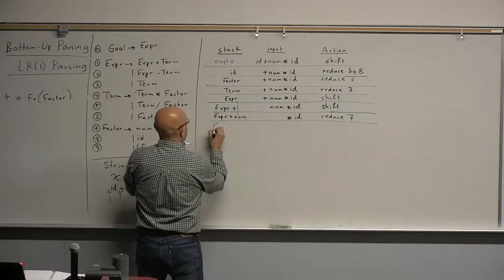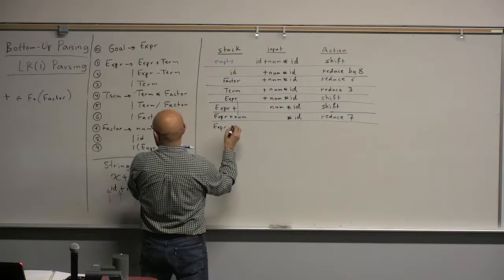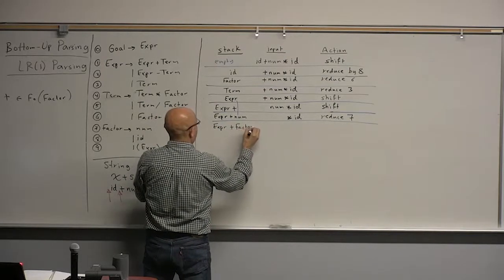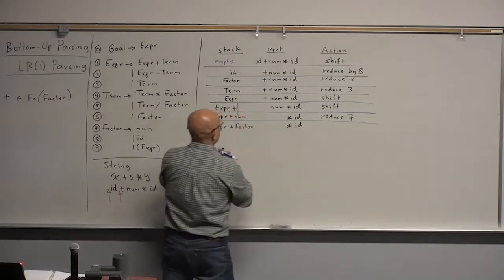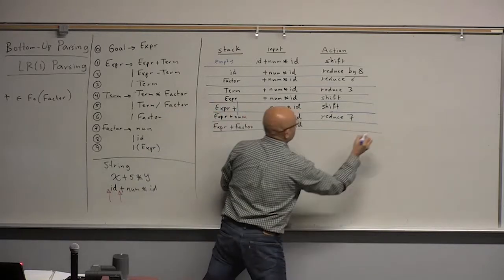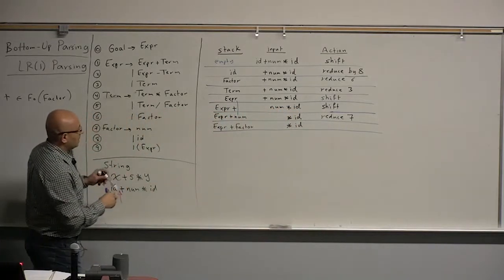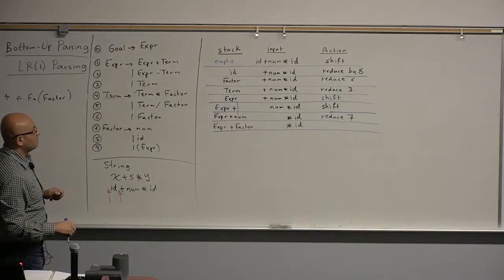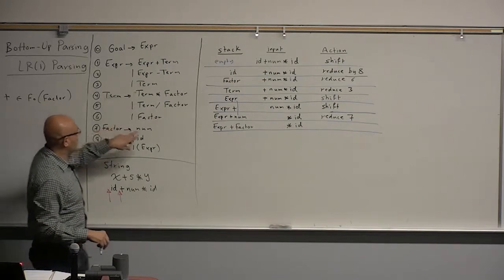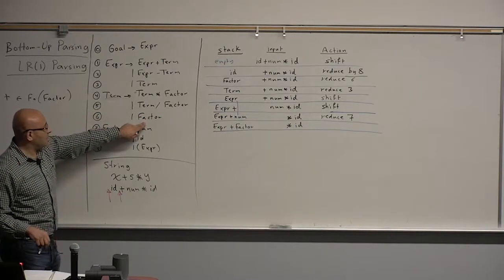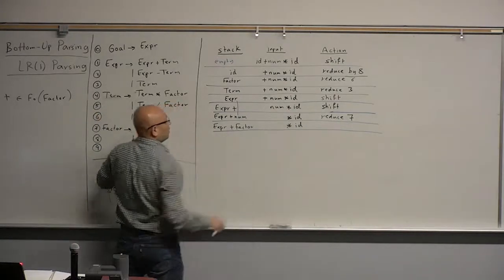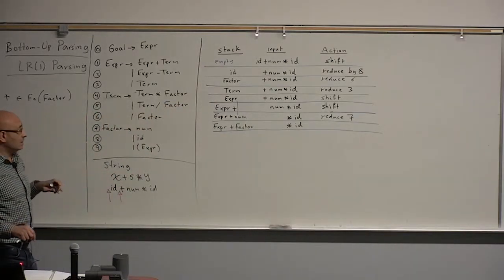So I have expression plus factor. And I still have multiply ID. OK. So now I have a factor on the right-hand side. So do I have a rule that ends with a factor? Yeah. So this ends with a factor. And is this consistent with the look ahead? Can a factor have a multiply after?